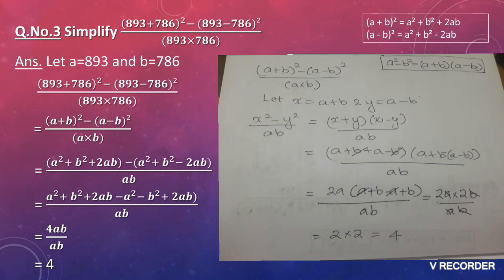So even though there were such big numbers up there, the final answer is 4. We didn't even need to replace the a and b with the numbers because it got cancelled entirely.